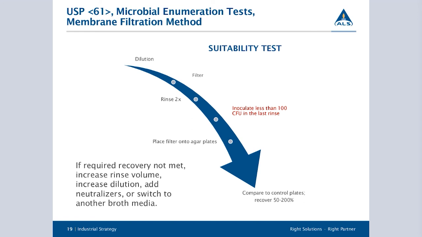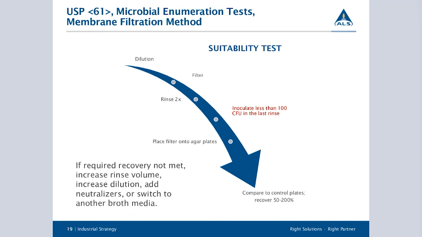Then you would rinse the filter first twice with, generally, 100 mLs of rinse fluid, such as fluid D or fluid A. And then at the last 100 mL, you would spike that with organisms, less than 100 CFU. Then you will filter that through and place the filter onto the agar plate. You will also concurrently do the same without the product, and then you compare the growth. Now, again, the recovery also is to achieve 50 to 200%.